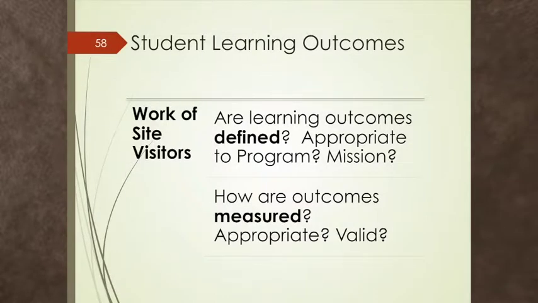So the work of site visitors, first of all, do they have learning outcomes? And are they really learning outcomes? Do they have an action, verb, and an object? Are they appropriate to the program and its mission? Or are they just cookie cutter ones taken straight out of PAB? Which is fine, but you can make it mission specific. How are the outcomes measured? Are they appropriate and valid?